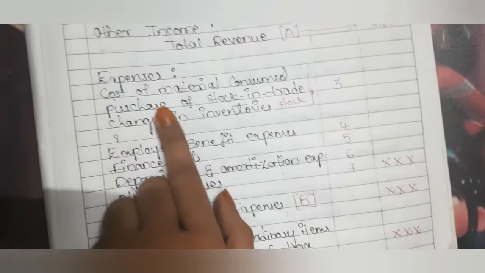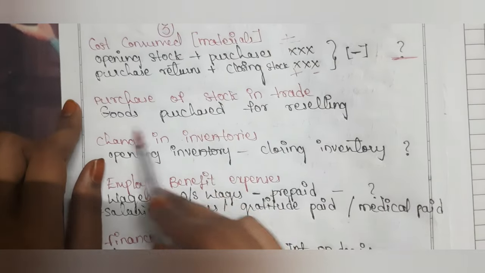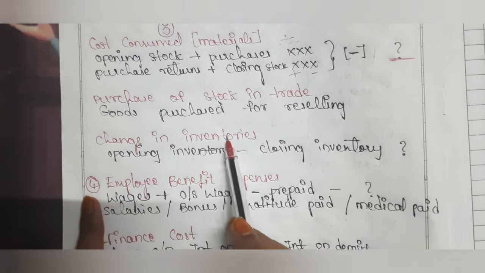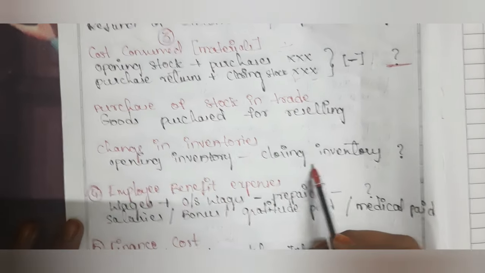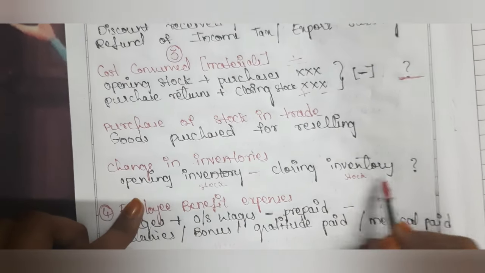I hope you understood. And then we have purchase of stock in trade. It is nothing but goods purchased for reselling. If you are purchasing the goods to resell them again, then that is nothing but goods purchased for reselling, stock in trade. Change in inventory is nothing but stock. Opening stock minus closing stock, you will be getting the amount. Okay, opening stock minus closing stock, you will be getting the amount. That amount is this.